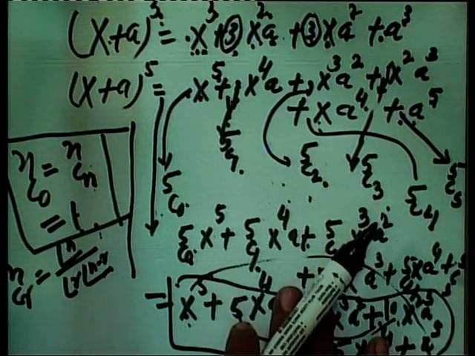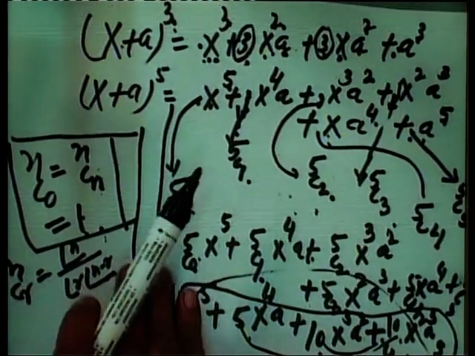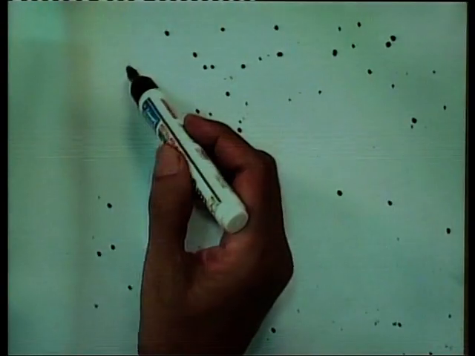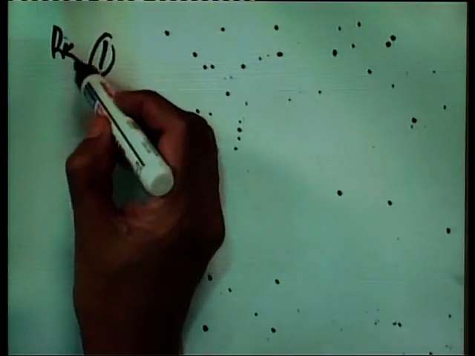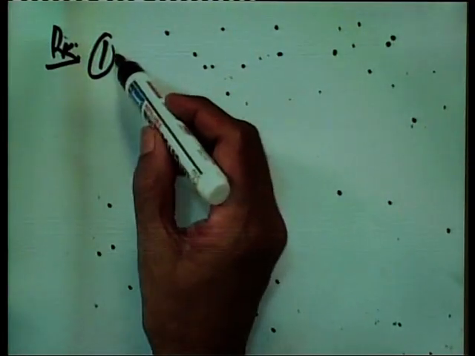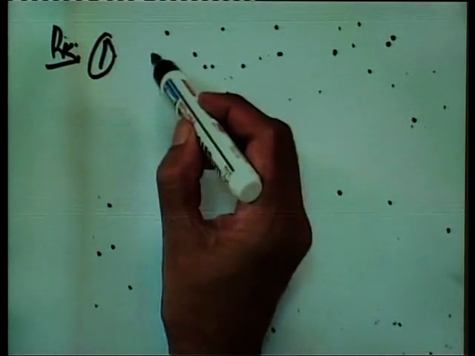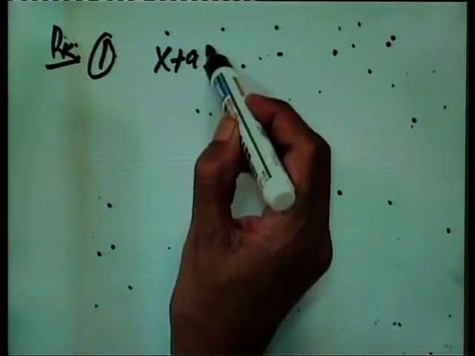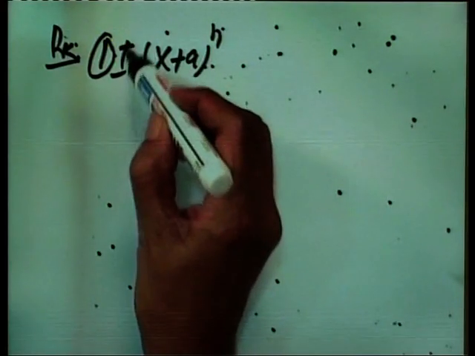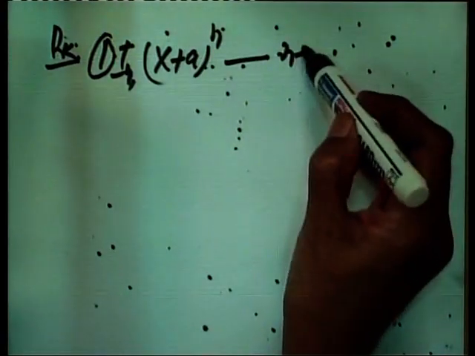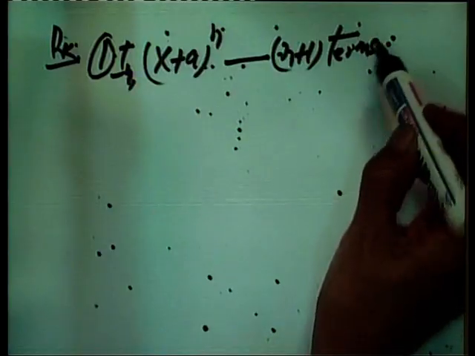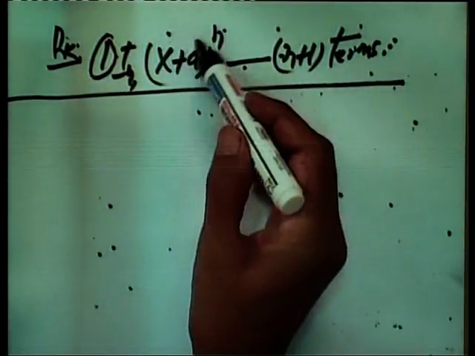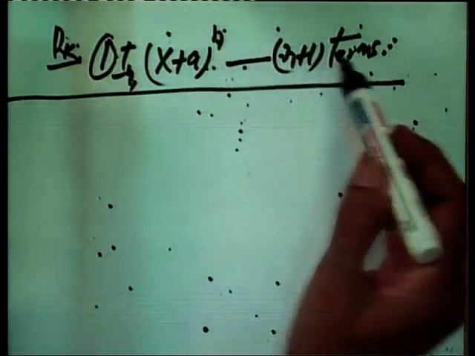So, once again, I repeat, this is just repetition, and in fact if you have x plus a raised to power n, then in this expression there are n plus 1 terms. Means if power is 5, then you will have 6 terms, power is 10, you will have 11 terms, and so on.